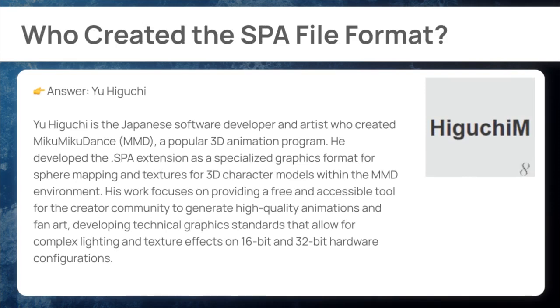While it functions like a standard bitmap, the SPA extension tells the MMD engine to treat the image as a sphere map, wrapping it around a 3D model to simulate complex reflections and metallic highlights without the processing cost of real-time ray tracing.